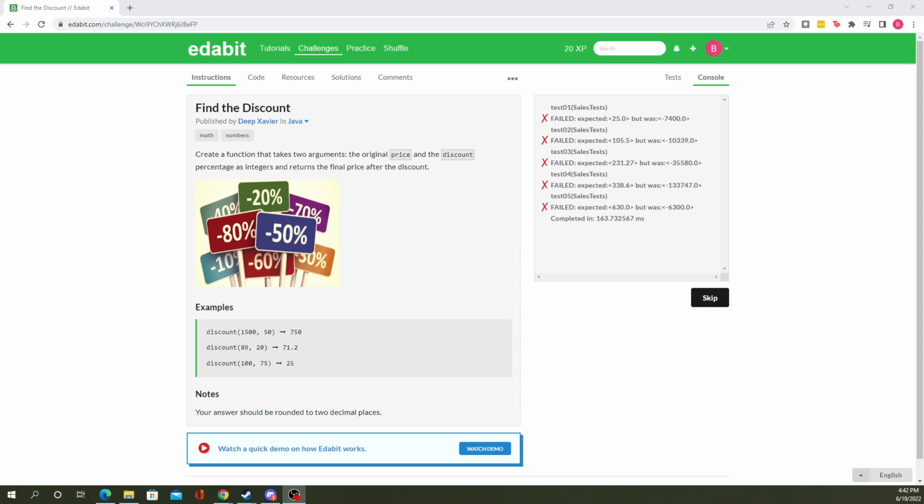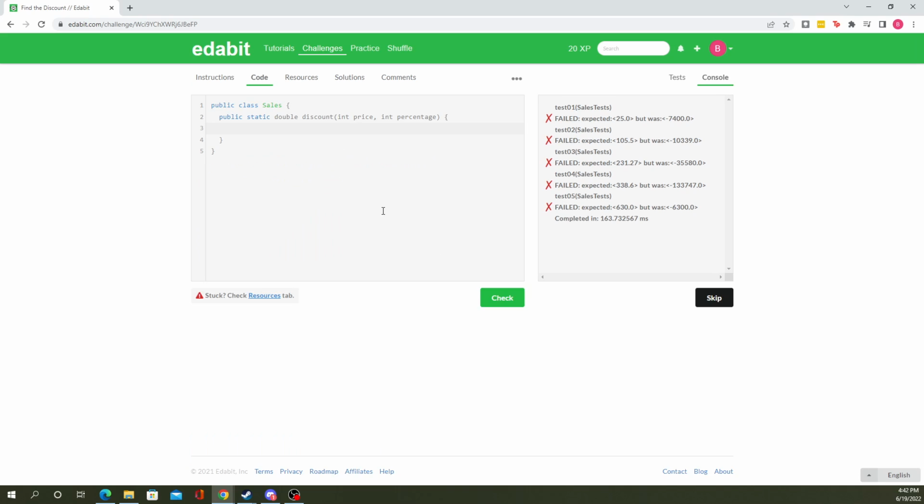In today's video, we're going to be doing another Edabit problem solving. This is another pretty easy one. It's called Find the Discount, in which we need to create a function that takes two arguments, the original price and the discount percentage as integers, and then we return the final price after discount. For example, on a $100 item, if we get a 75% discount, we're supposed to return $25, which would be the final price that we pay. Easy enough. Let's dive right into it.